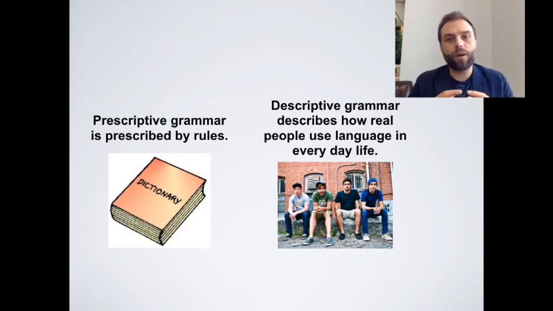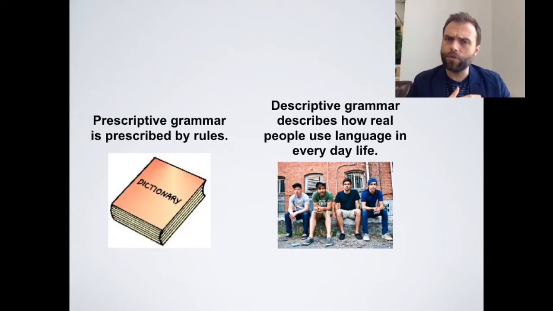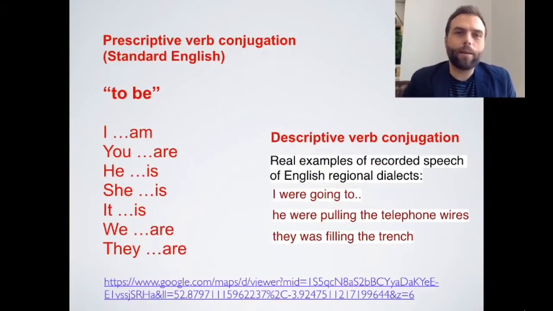Okay, descriptive grammar describes how real people use language in everyday life. So the way that real people speak and communicate and form sentences, descriptive grammar describes it from that viewpoint. So these are two different viewpoints: the viewpoint of official standardized rules and the viewpoint of real people communicating. But as we've just seen in the previous slide, there are different versions. There are different forms of English, different dialects, different varieties of English. Okay, so let's have a look at some examples now.